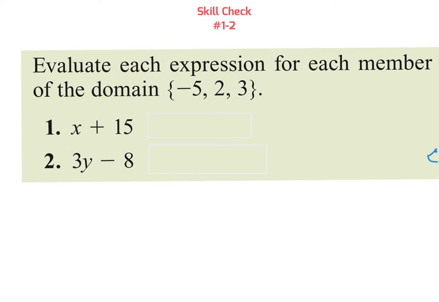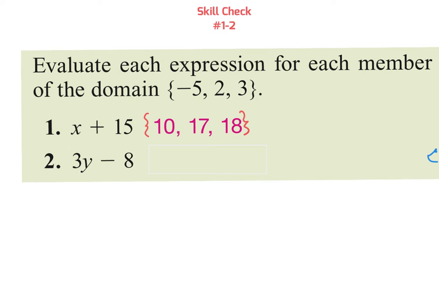All right, so for the first one, you plugged in a -5 plus 15, a 2 plus 15, a 3 plus 15. You should have gotten 10, 17, and 18. And actually, when I give this to you, I would want it to look like this.